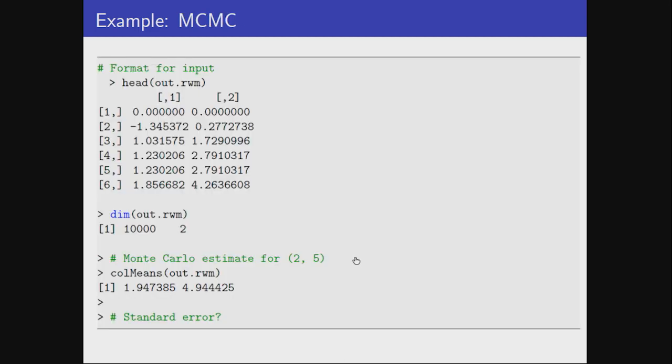So the output of your Markov chain should look something like this to be used for the MCMC package. It should look like an n, as in the Monte Carlo sample size, times p, the number of components in your distribution, type matrix. This is the first sample drawn, this is the second sample drawn, third, fourth, fifth, sixth, and so on. Like I said, to find the estimate of the mean, I can just use column means on this, so I get 1.9 and 4.9, which is very close to 2 and 5.